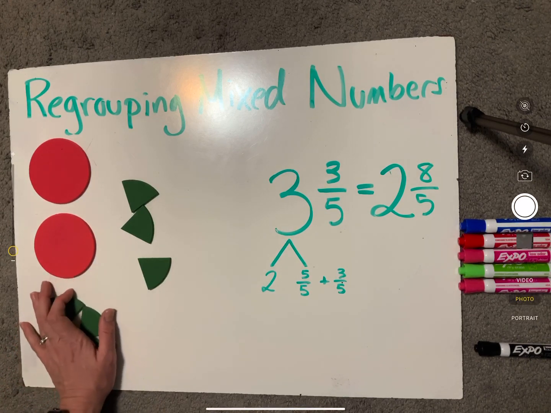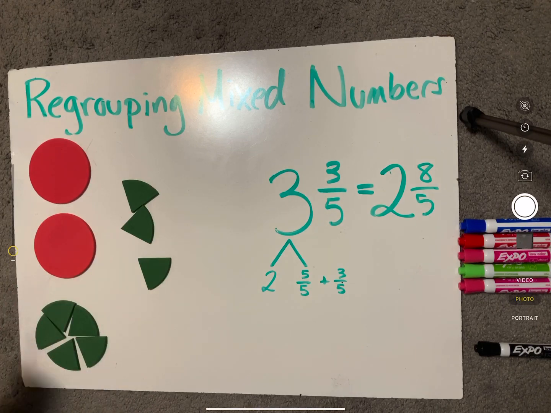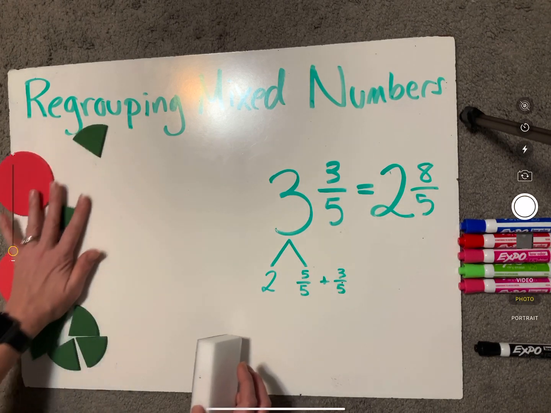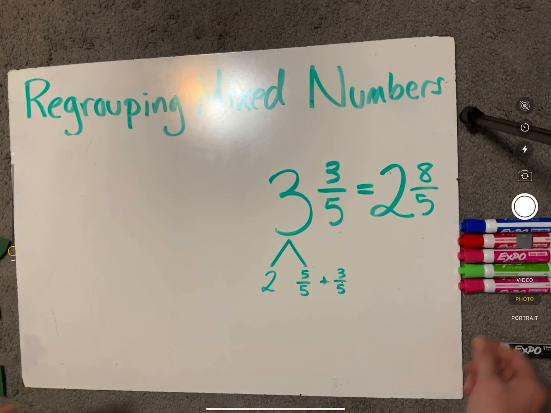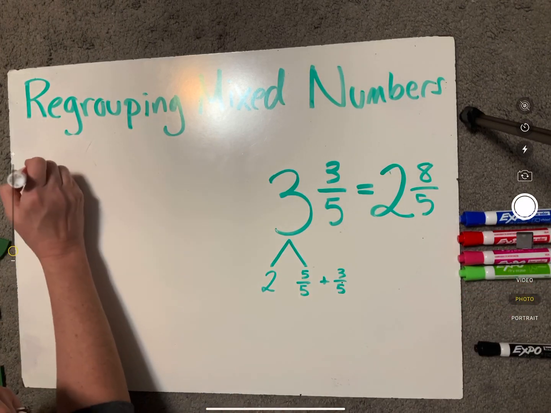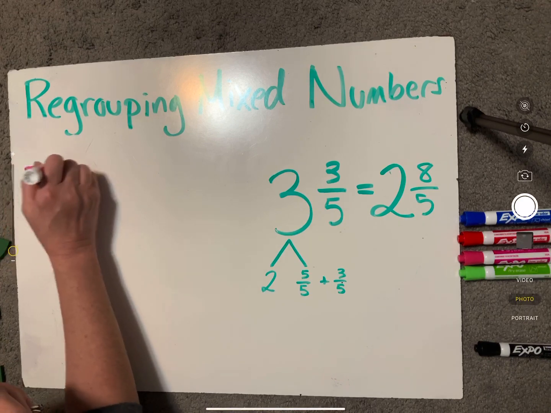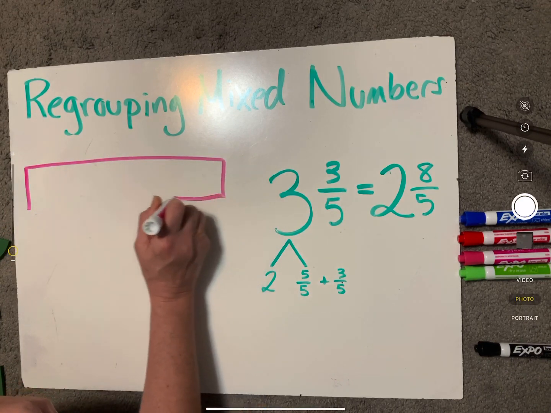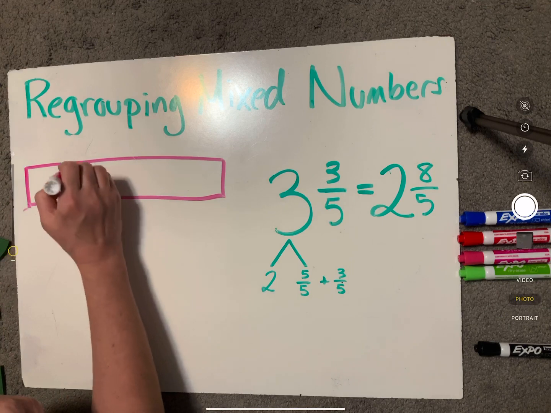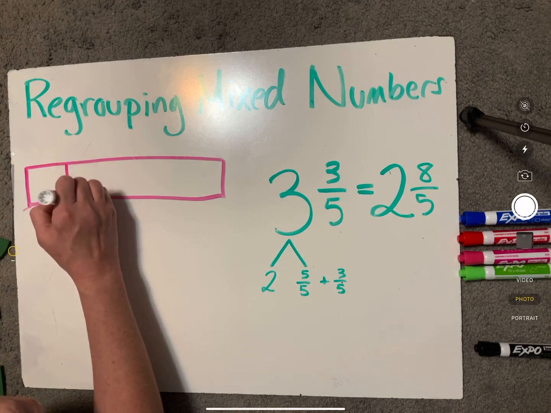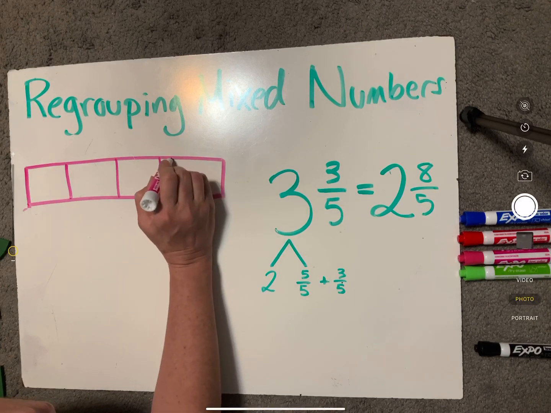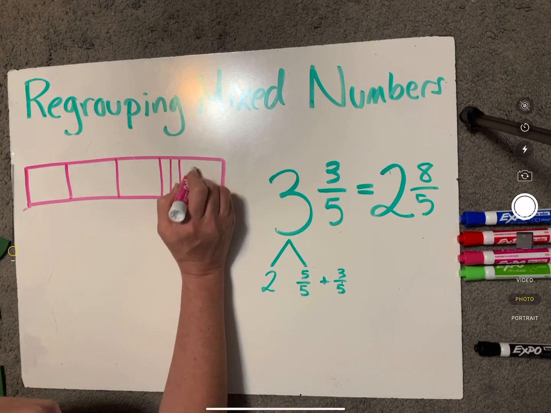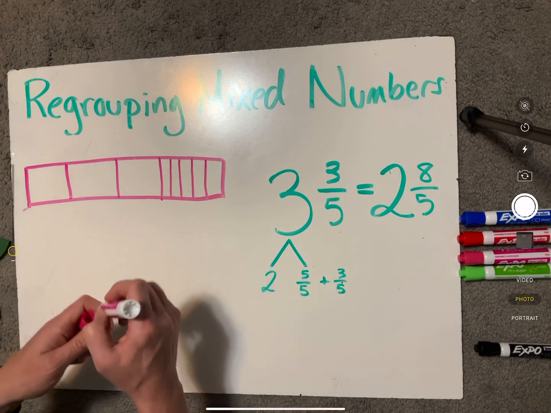Okay. Same thing if I wanted to do this in a bar form, I could think about this in this way. So I could have a bar like this, and I could split it into 3 wholes. And then over on this side, I'm going to have this part split into fifths. 1, 2, 3, 4, 5.